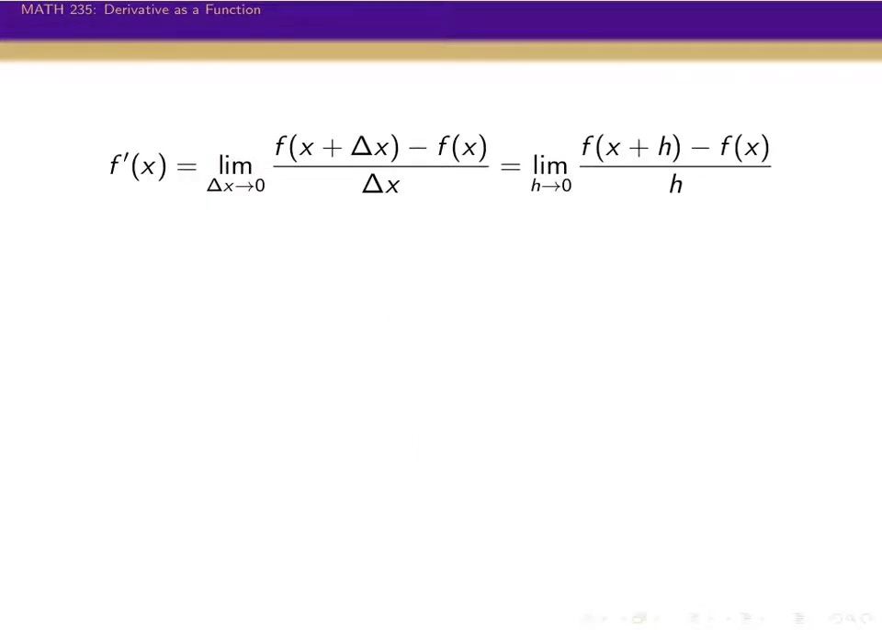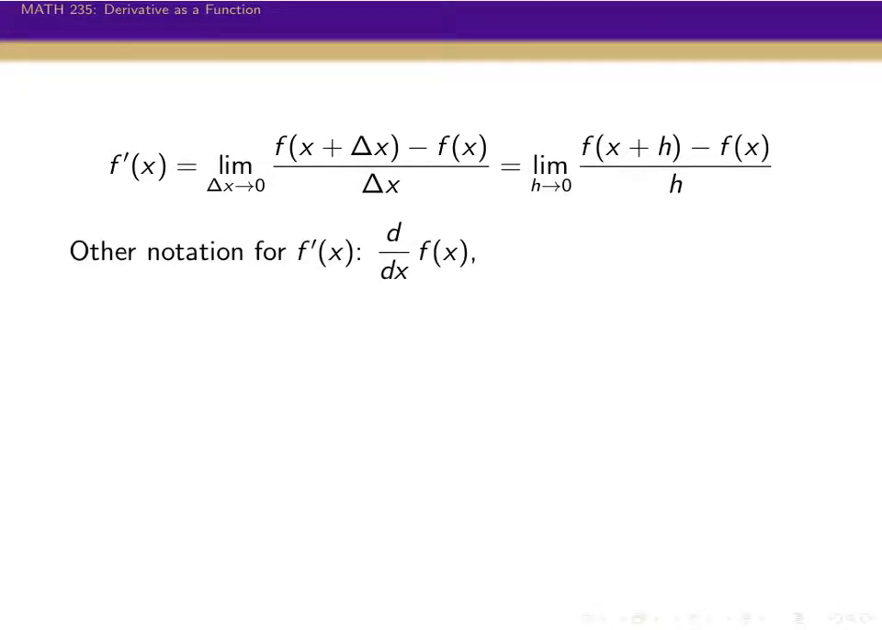Okay, so here's the limit definition that we have so far. Again, this is still representing everything that we saw before. We are still taking a limit of secant slopes. We are still taking a limit of average rates of change as the distance between the points goes to zero. It's just that now we're using either delta x or h to represent the distance between the x values.